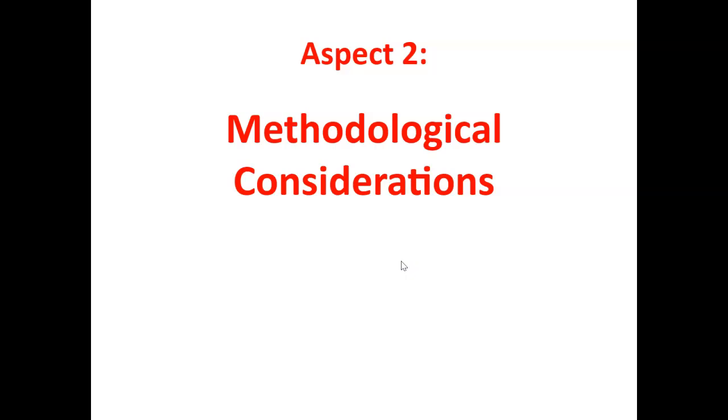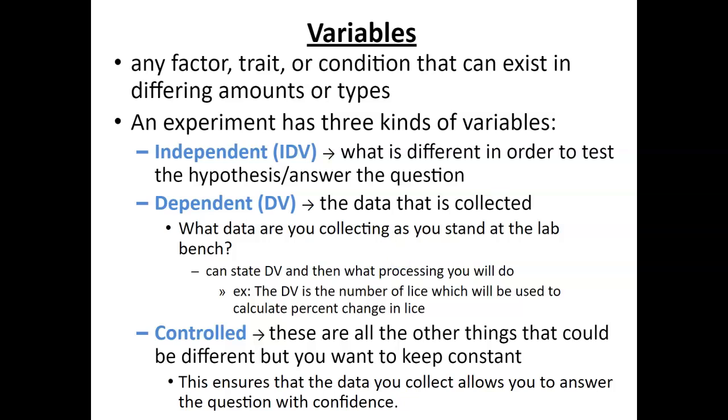Aspect 2, methodological considerations. This is where your variables will get scored. A variable is anything that can change or exist in different amounts in your experiment. We're going to have 3 kinds of variables in our experiment: our independent variable, the dependent variable, and then controlled variables. The independent variable is what you're changing in order to test or answer the research question, whereas the dependent variable will be the data that you're actually collecting.